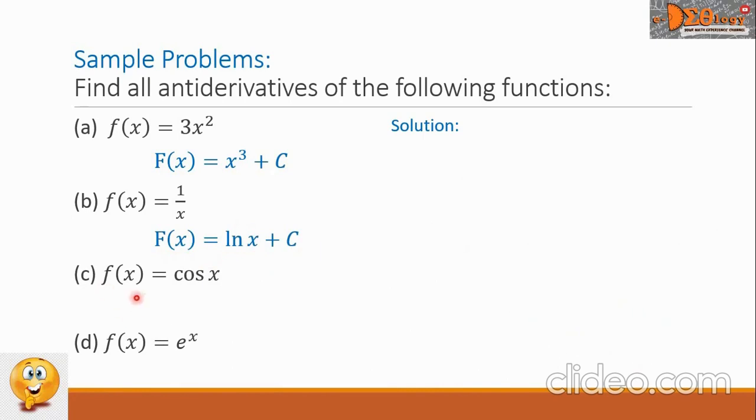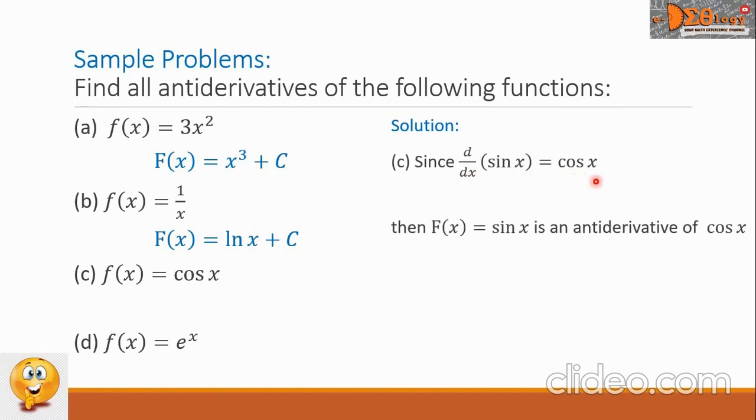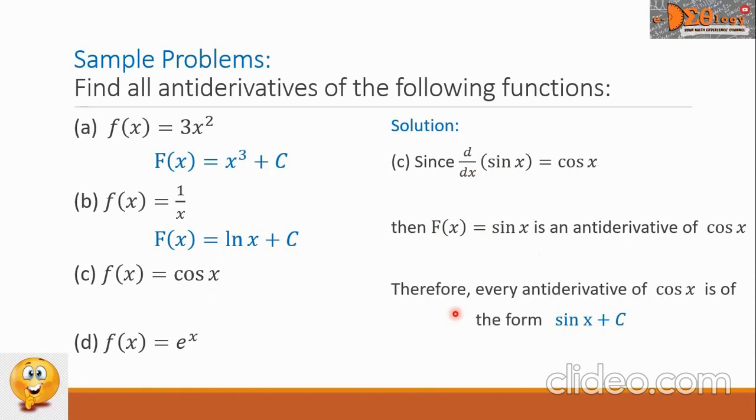Function c is f of x equals cosine x. We know that the derivative of sine x equals cosine x. It means the capital F of x equals sine x is an antiderivative of cosine x. Therefore, every antiderivative of cosine x is of the form sine x plus c. So our final answer is capital F of x equals sine x plus c.